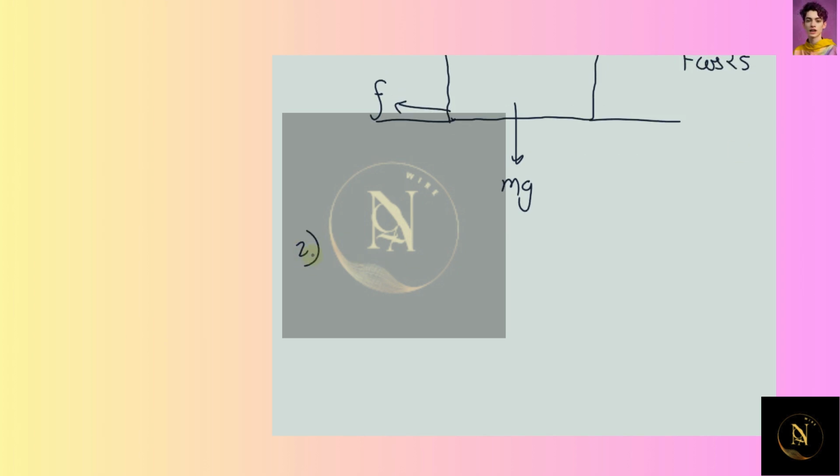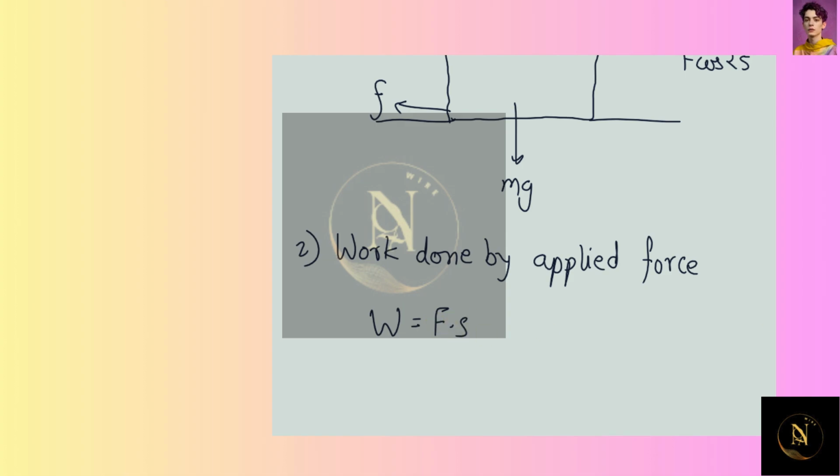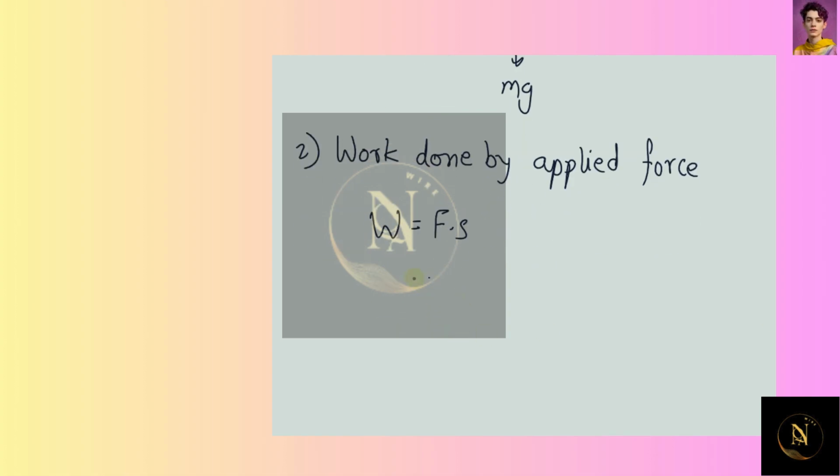So done. Now second part: how much work does the student do? The student applies a force, so this will be the work done by the applied force. So if I want to find the work done by the applied force, then work done is F dot S. Now who is applying the force? The student. So the applied force is applied by the student.